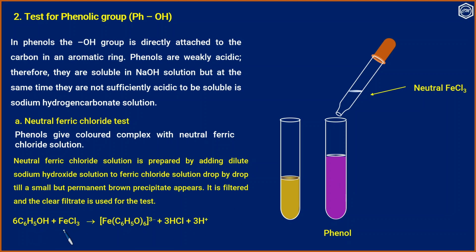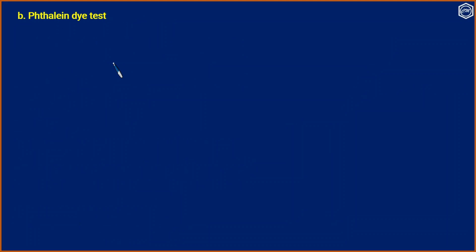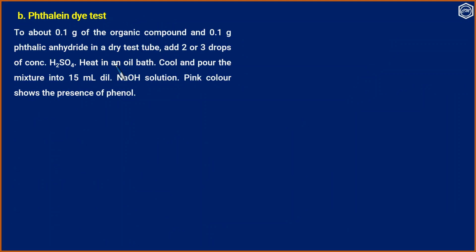So phenol reacts with the ferric chloride and it gives this compound. The violet color is due to the formation of this complex. Another important test for phenolic group is the phthalein dye test. And the phthalein dye test is carried out in the following way.